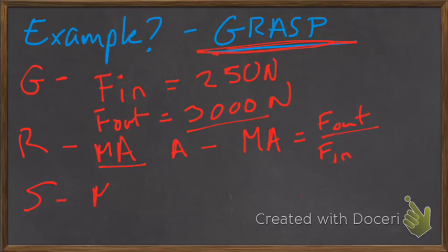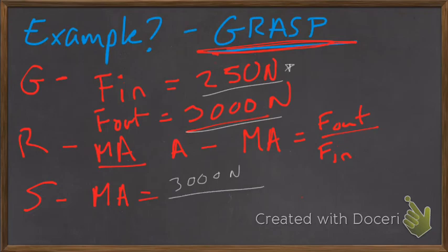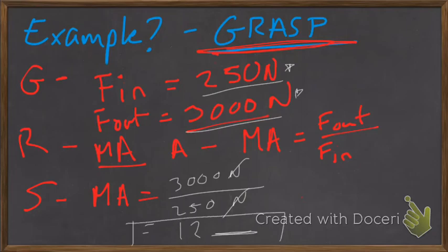So MA equals, and I'm just changing the numbers based on what I have, right? Our F out was 3,000 newtons over our F in, which was 250 newtons. And now we're going to get our answer of 12. Because we've got newtons over newtons, they cross out and it's a ratio, so you actually have no units for this. So mechanical advantage is a number that is unitless. We just told you to have the units, but this one doesn't have one.